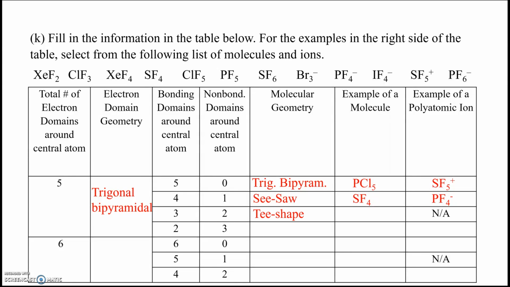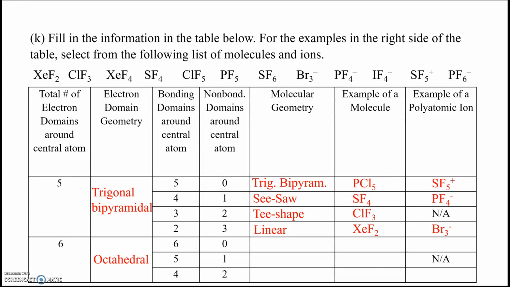Now, when I go to 3 and 2, this is called a T shape, and this will be very clear once you see the shape. The example of this will be chlorine trifluoride, and we don't really have any polyatomic ions that have this shape. And then the last one for trigonal bipyramidal is 2 bonding domains, 3 non-bonding domains, and this of course would be linear, and an example would be xenon difluoride or the tribromine anion.